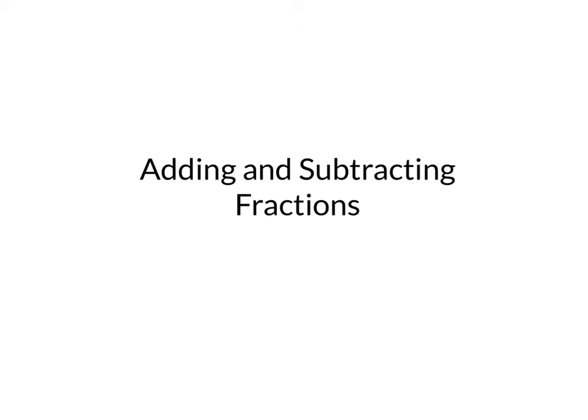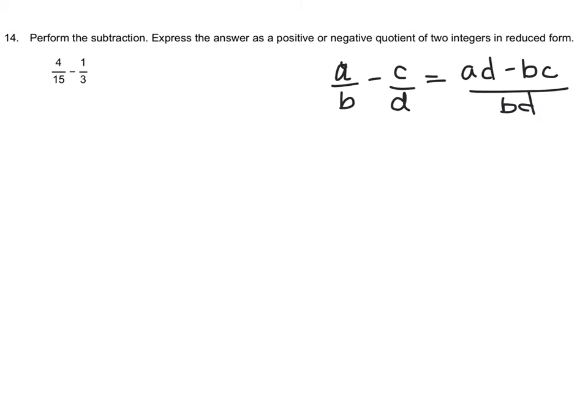Adding and subtracting fractions. Perform the subtraction. Express the answer as positive or negative quotient of two integers in reduced form. That just means that we're going to write our final answer as a fraction in reduced or simplest form. Here we have 4 over 15 minus 1 over 3.